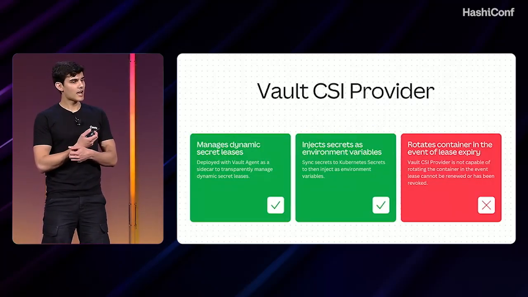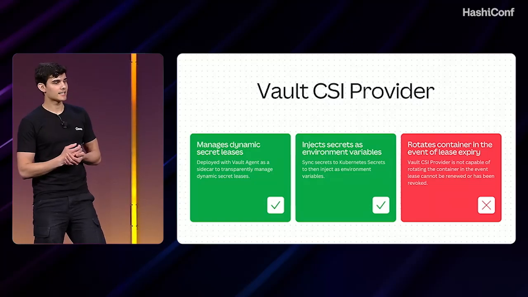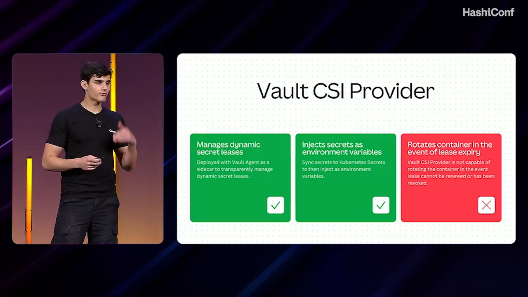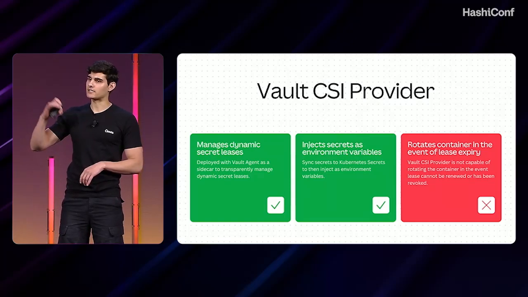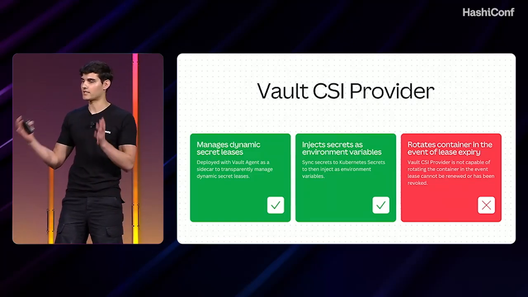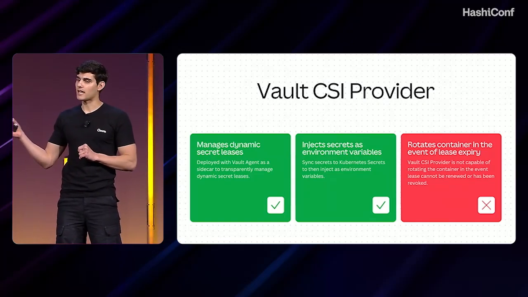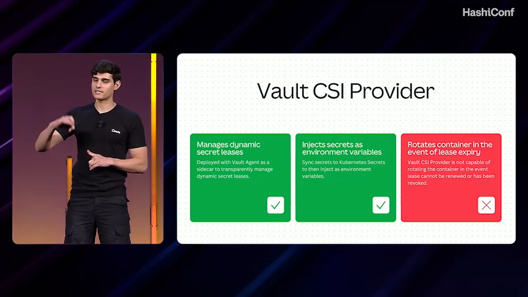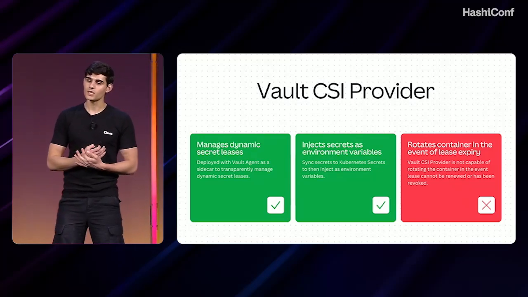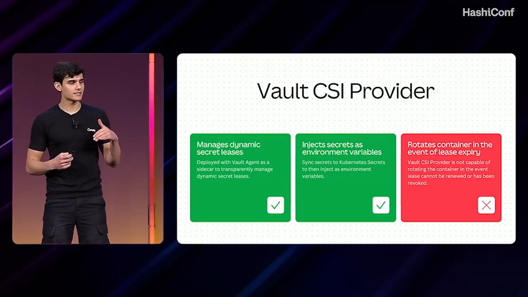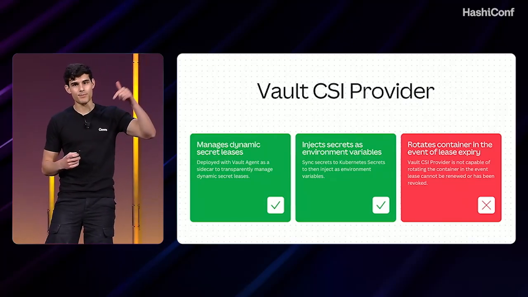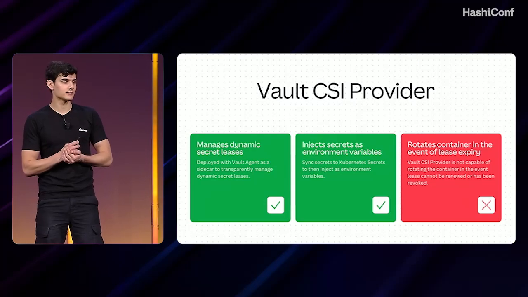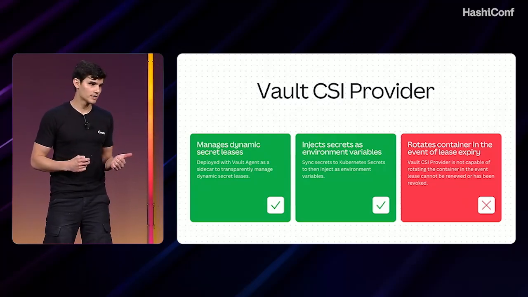The Vault CSI provider is a Kubernetes native way of working. It's a provider for the Kubernetes secret store CSI driver that attaches a container store interface volume, CSI volume, and mounts secrets into the container's file system. From there, it can sync secrets to a Kubernetes secret object to then inject back into the container as an environment variable. So that's one tick.